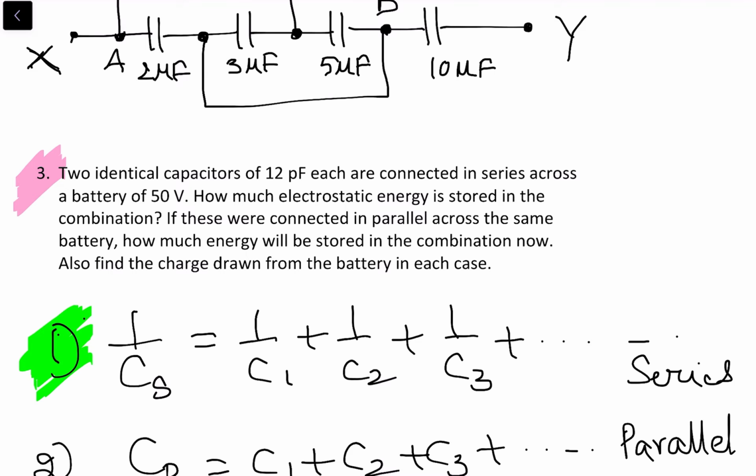Two identical capacitors of 12 picofarads each are connected in series across a battery of 50 volts. How much electrostatic energy is stored in the combination? If these were connected in parallel across the same battery, how much energy will be stored in the combination now? Then last one more question, also find the charge drawn from the battery in each case.